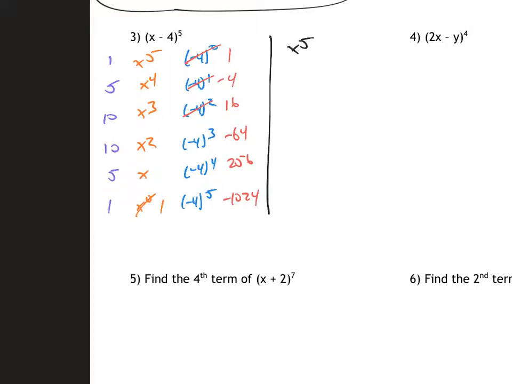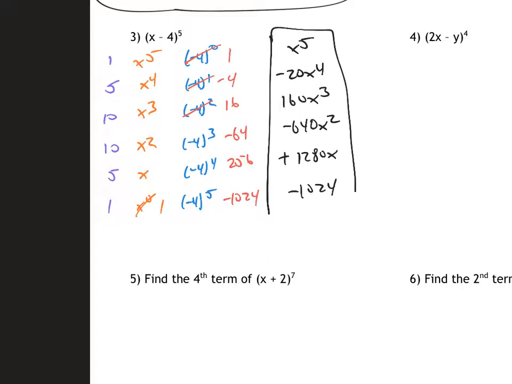So I got x to the 5th minus 20x to the 4th plus 160x cubed minus 640x squared plus, that is 1280, I believe, and then minus 1024. So 5 times 256. Now double check myself. Yeah, 1280. And then write this out horizontally. You alternate your signs, so we're good to go here.